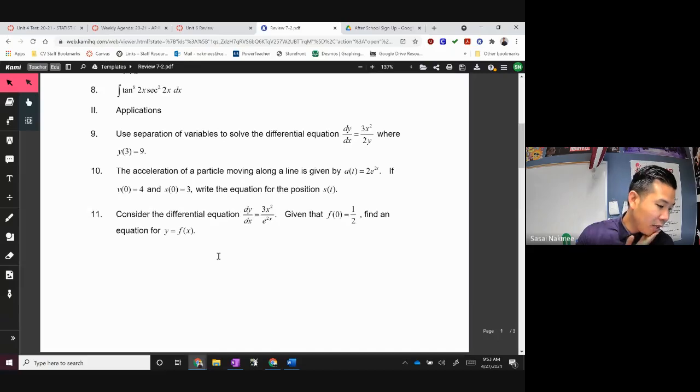Consider the differential equation here. Given that f of 0 is equal to 1/2, find the equation for y equals f of x. So here's the differential equation, right? Again, just like the slope fields, if you plug in x and y, you can calculate what the slopes are.